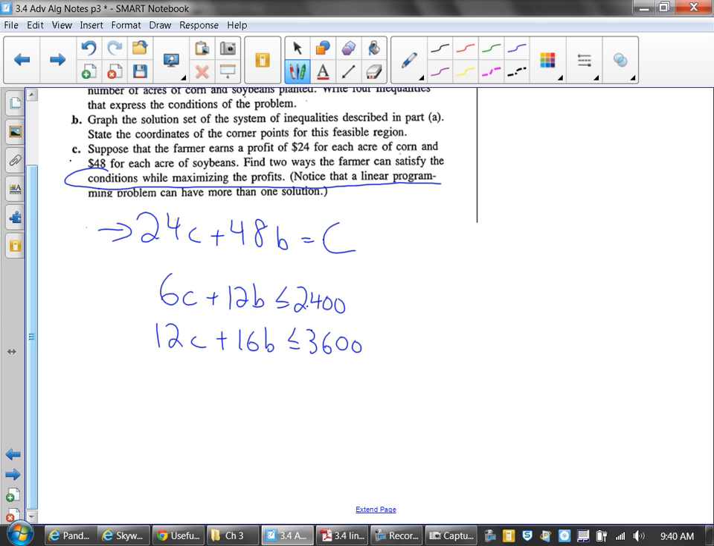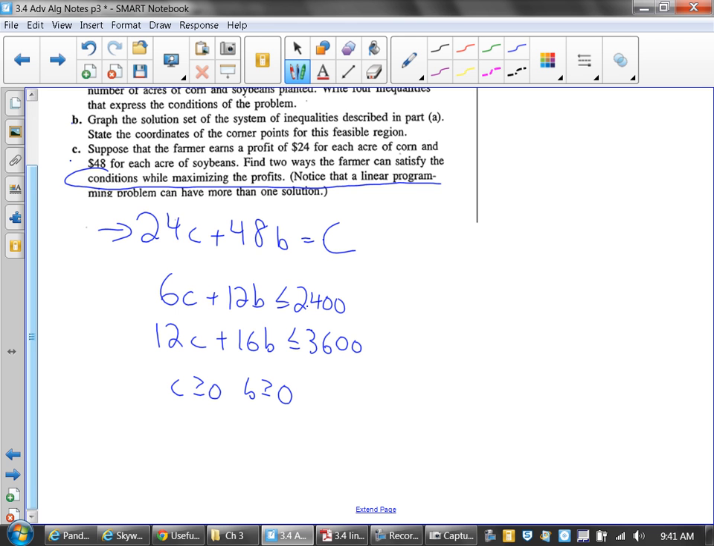And then obviously we have to be in the first quadrant. Now, one thing that I did right away with those two formulas, those two constraints: does anybody recognize that both of them can be simplified right away? 6, 12, 24, I can divide all those out by 6. 12, 16, and 36, I can divide those all out by 4. The reason I'm doing that is it just makes the numbers a little bit cleaner to work with.